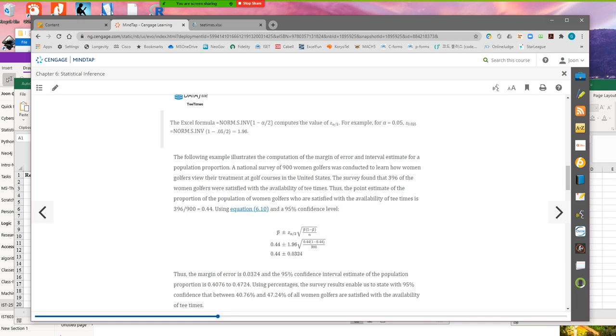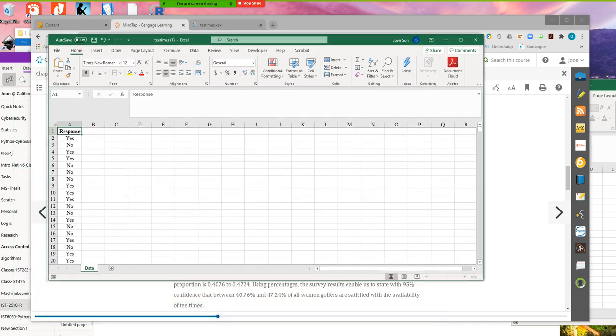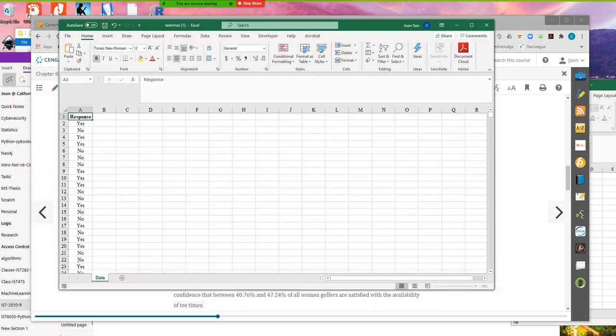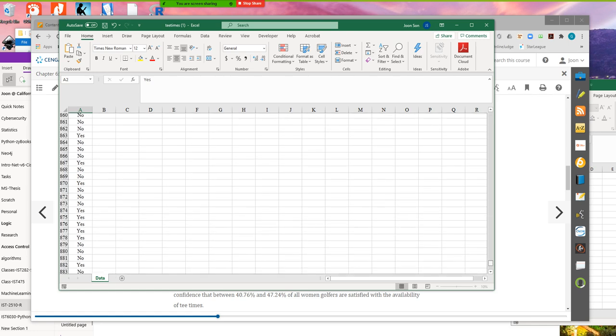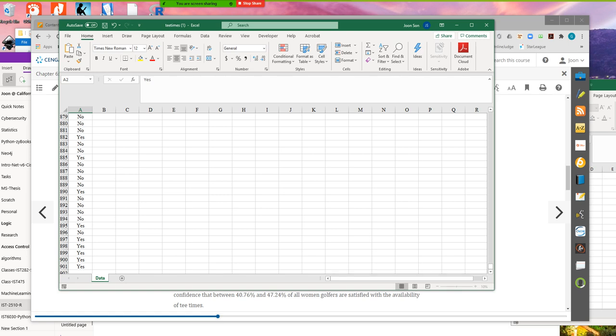If you look at this data, you have responses, yes or no, and it's 900. So yes means they are satisfied. No means they are not satisfied. First we have to find n. So let's go back, and we have to find n, which is the count for response. So that's n.